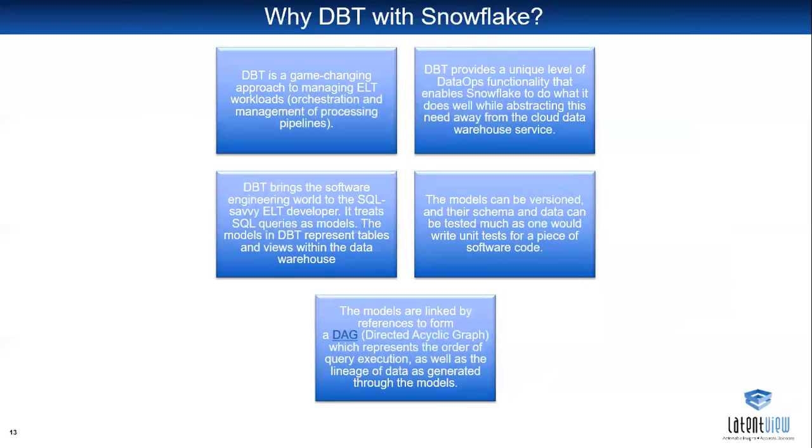The models are linked by reference to form a DAG, a directed acyclic graph, which represents the order of query execution, the way the queries have to be executed, as well as capturing the data lineage in the generated models. So this is about DBT, a short, brief introduction to DBT.